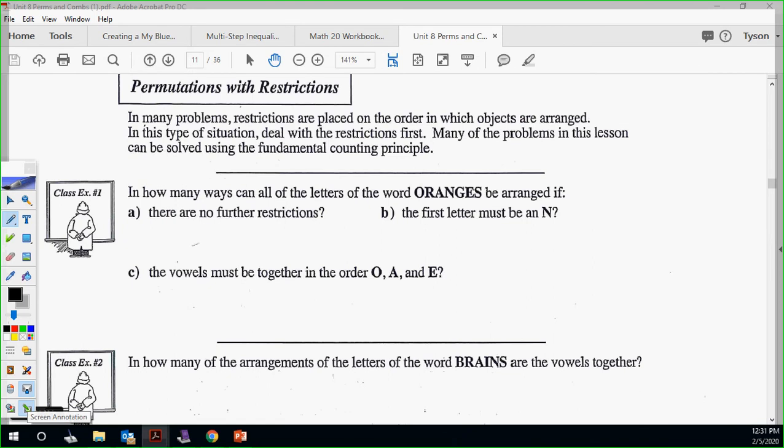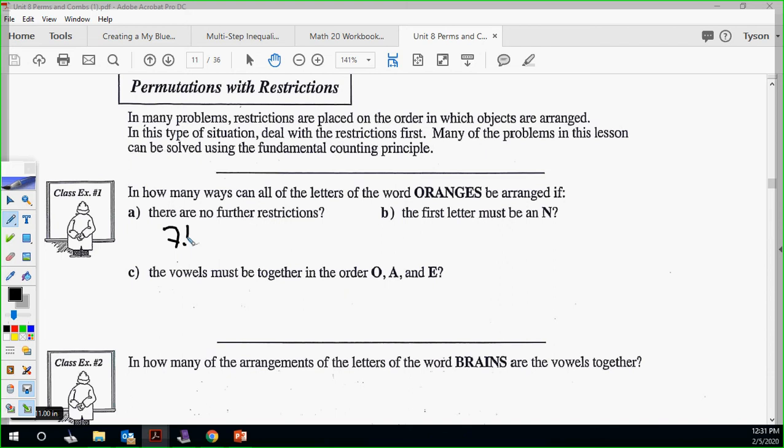Okay, so in how many ways can all the letters of the word ORANGES be arranged if there are no further restrictions? If there are no restrictions, how can we arrange it? There are 7 letters, so 7 factorial. There are no restrictions. I'm going to tell you 9 times out of 10 they're going to put restrictions on these when it comes to the diploma and whatnot.